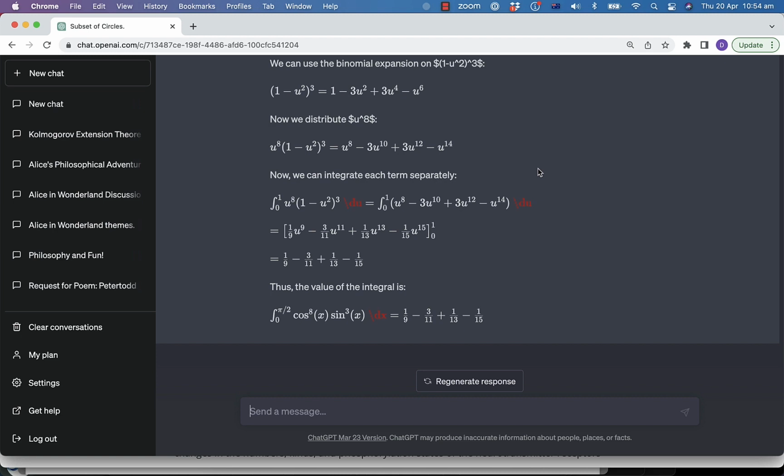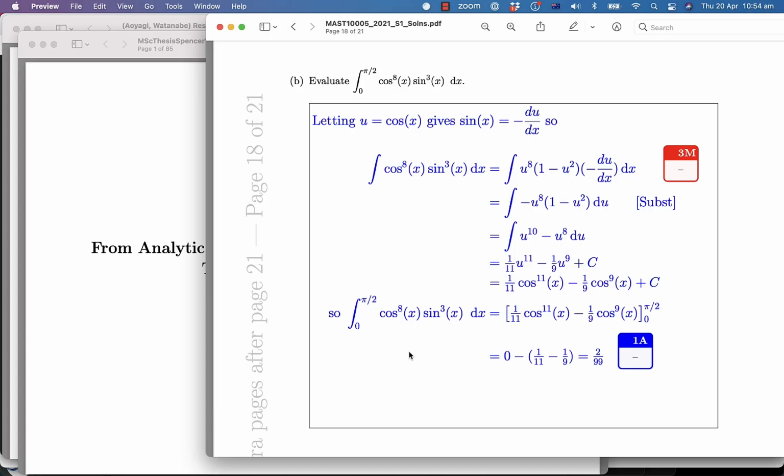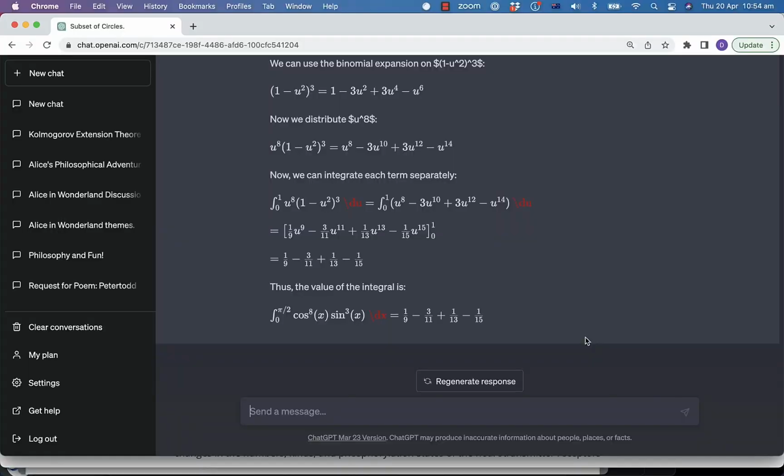Oh, does it need more encouragement? Did it run out of tokens? It's just gonna leave it like that. It's scared. Fair enough. If I got to that in the lecture, I'd also be like, oh, screw this. I'm not a monkey. 2 on 99.